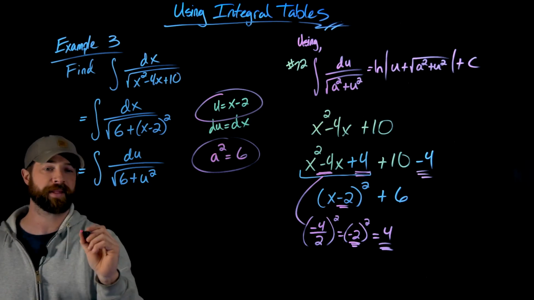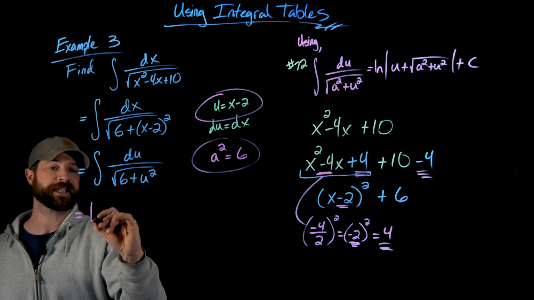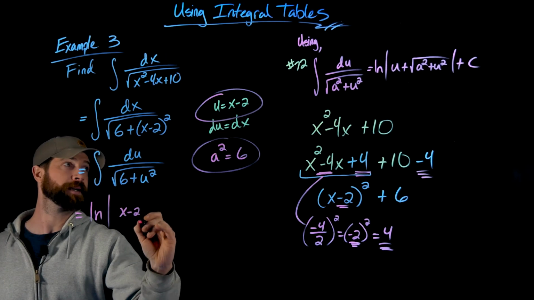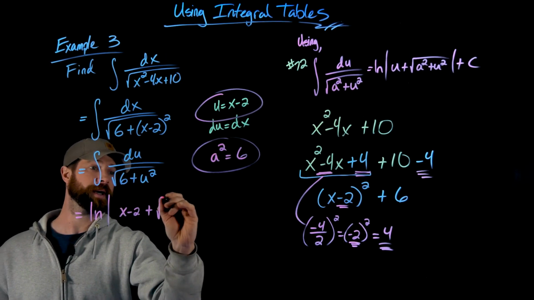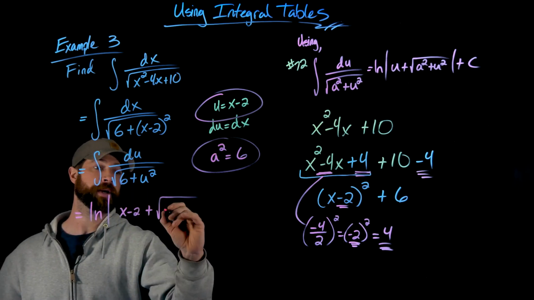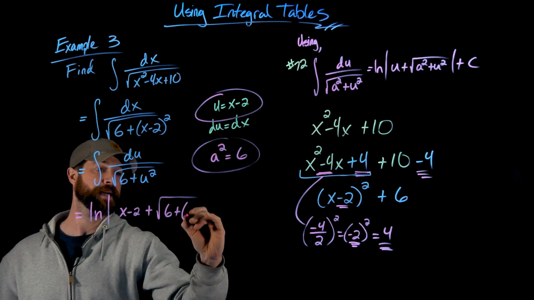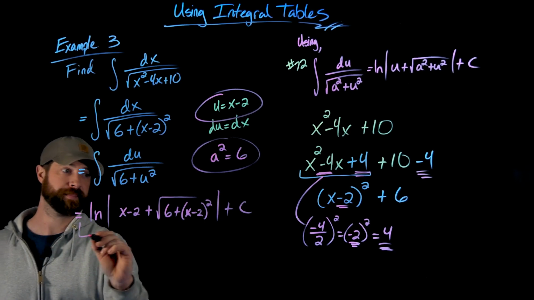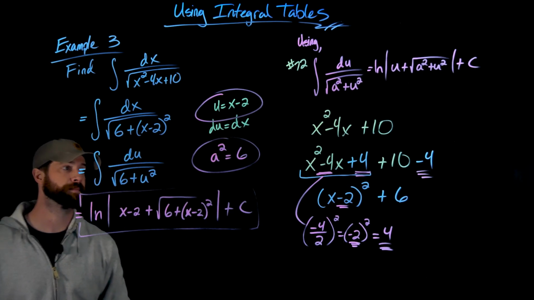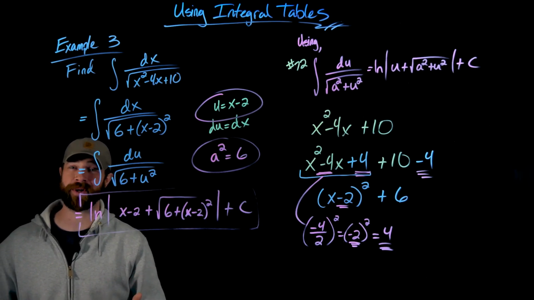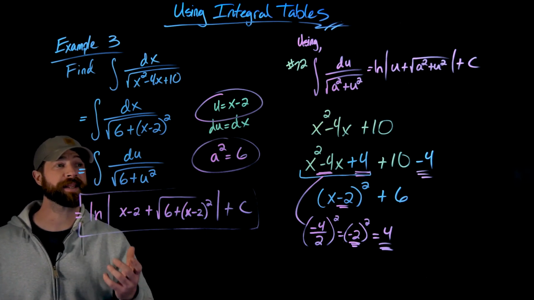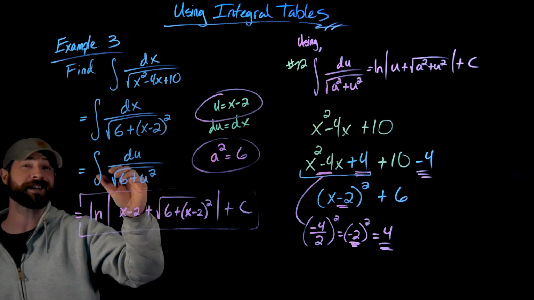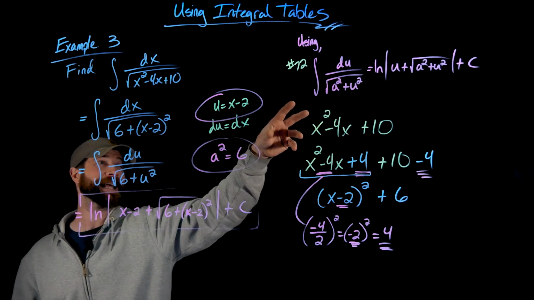But applying that formula to this statement gives that this becomes the natural log of u, which is just x minus 2 right here, plus the square root of a squared plus u squared. So that would be 6 plus u squared, which is (x minus 2) squared, plus c. All right, that's the general strategy for using integral tables. And again, the general thought is you're making algebraic manipulations and u substitutions in order to get these into that form right there.